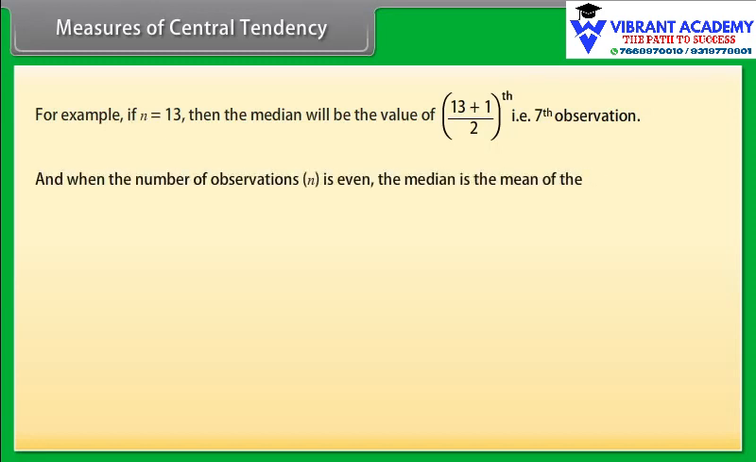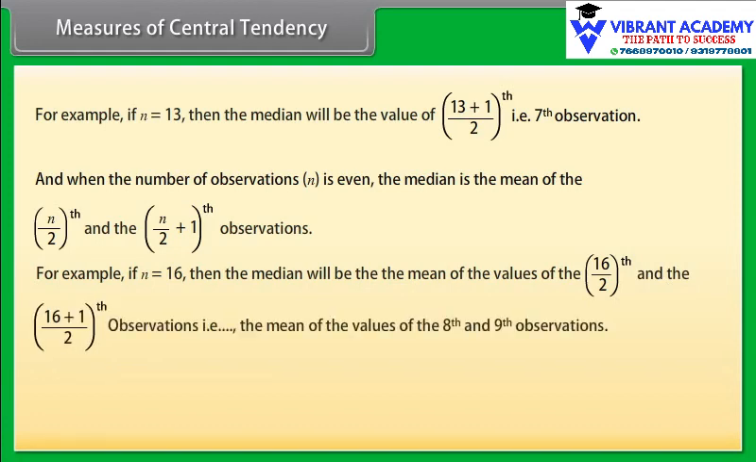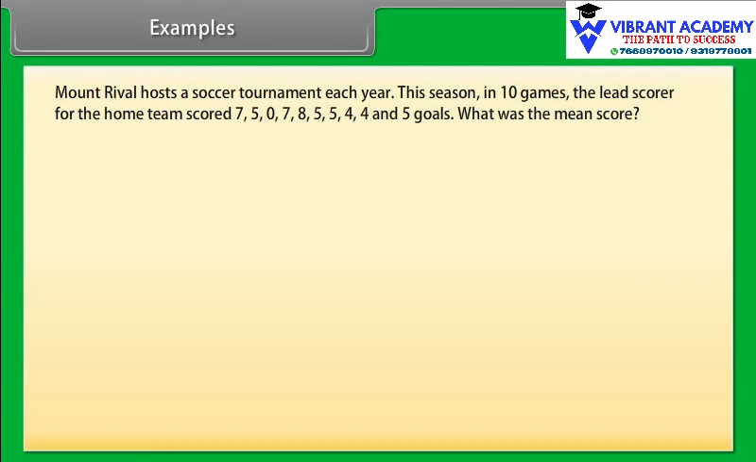And when the number of observations n is even, the median is the mean of the n upon 2th and the (n upon 2 plus 1)th observations. For example, if n is equal to 16, then the median will be the mean of the values of 16 upon 2th and (16 upon 2 plus 1)th observations, that is, the mean of the values of the 8th and 9th observations. The last one is mode. The mode is that value of the observation which occurs most frequently, that is, an observation with the maximum frequency is called the mode.